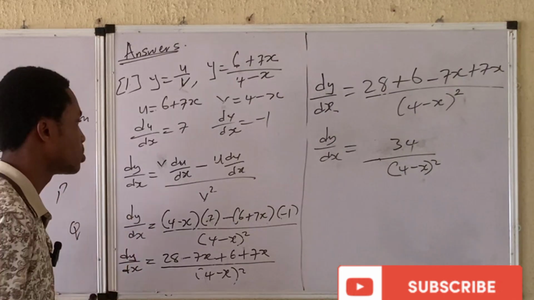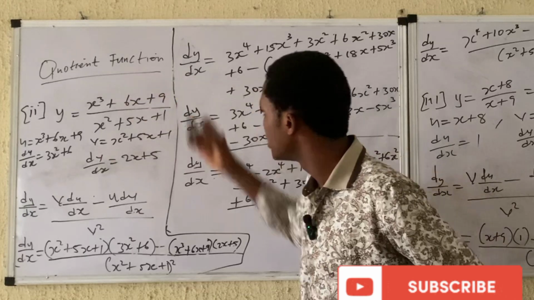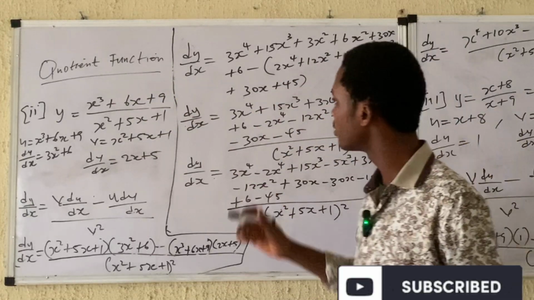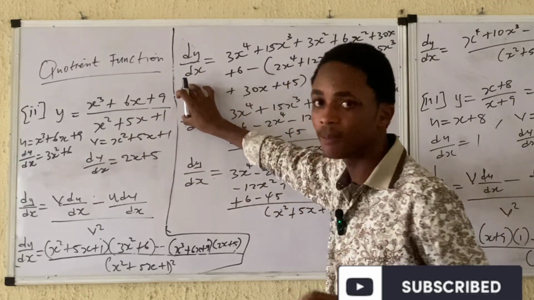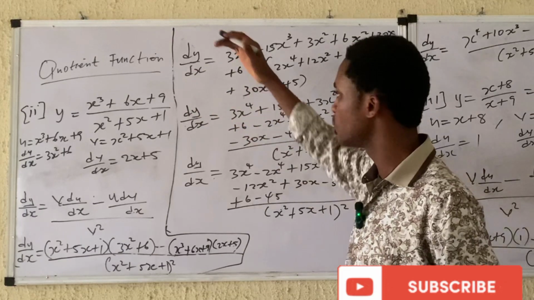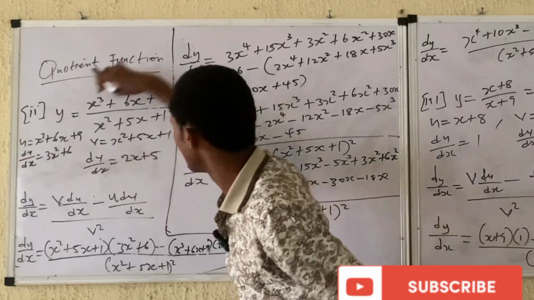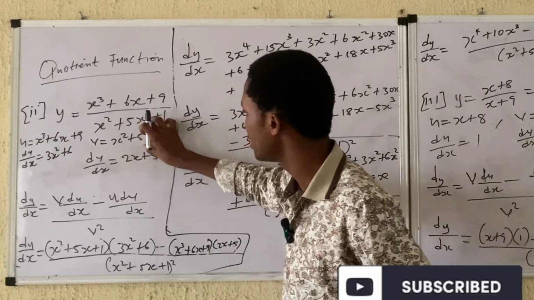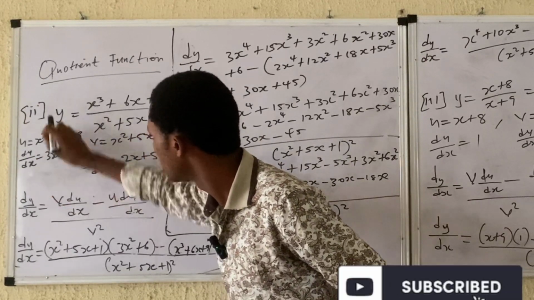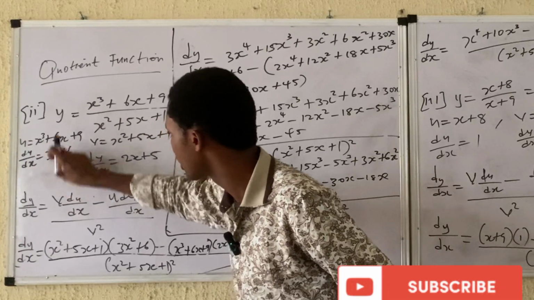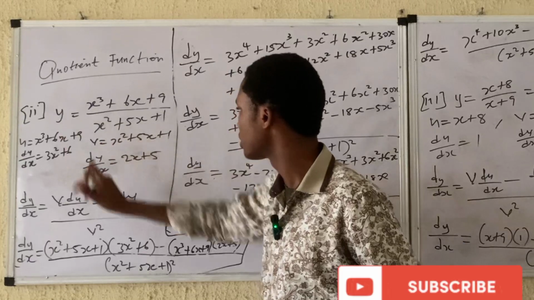Let's take question number 2. Question number 2: y equals 3x squared plus 6x plus 9, all over x squared plus 5x plus 1. Now, remember, the formula is y equals u over v. So we'll take the numerator as our u, and the denominator as our v. Now differentiating u with respect to x, du/dx equals: differentiating 3x squared gives 6x, differentiating 6x gives 6, and differentiating 9, which is a constant, gives 0.